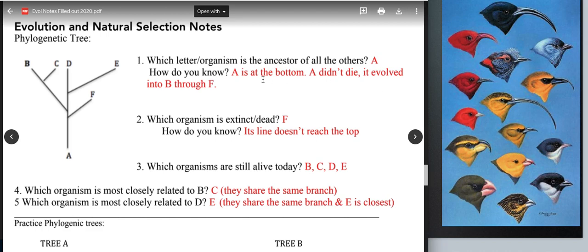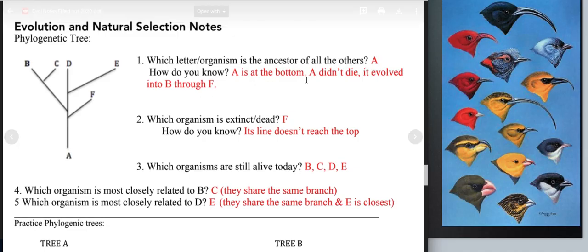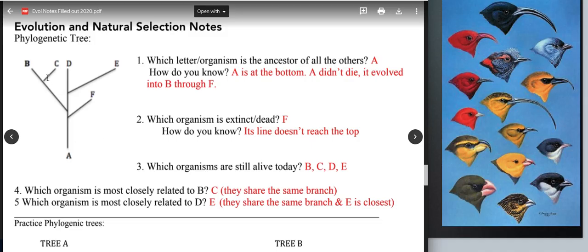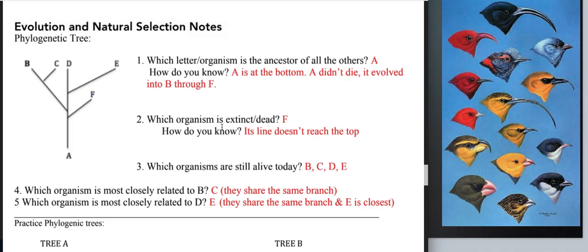So how do you read this chart? Which letter or organism is the ancestor of all the others? It's letter A, because A is at the bottom. A didn't die, A evolved into all these other species. Which organisms are now extinct or dead?